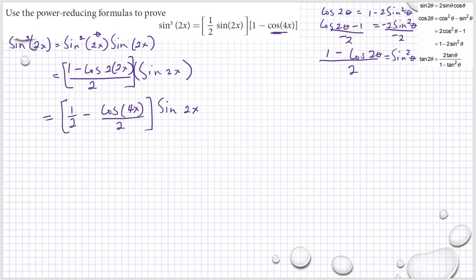And if we have a common factor here, 1/2 there, and sine 2x, then we have 1 minus cosine 4x. Are we done? Yeah, we're done.